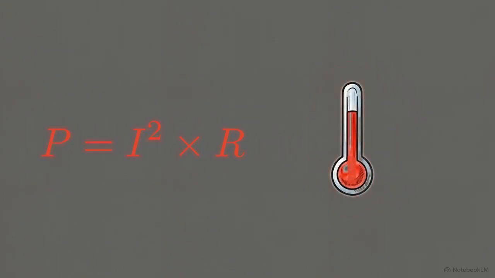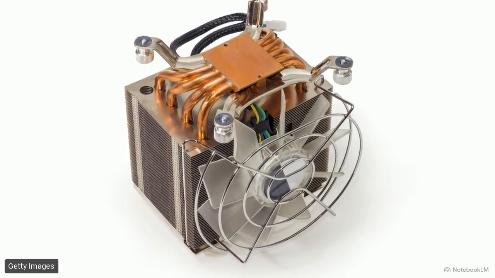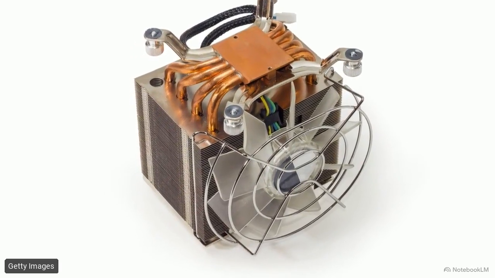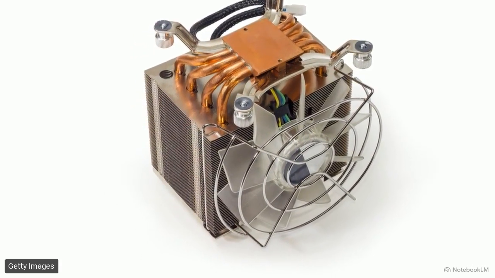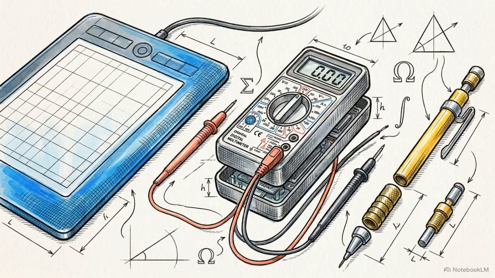Engineers must constantly run these calculations to map out thermal boundaries and prevent resistive heating from destroying their chips. This translates directly into physical hardware. Components like this CPU cooler are engineered specifically to dissipate those highly calculated heat loads. Because of the strict math governing voltage, current, and resistance, electrical circuit design will always carry the inherent challenge of thermal management.